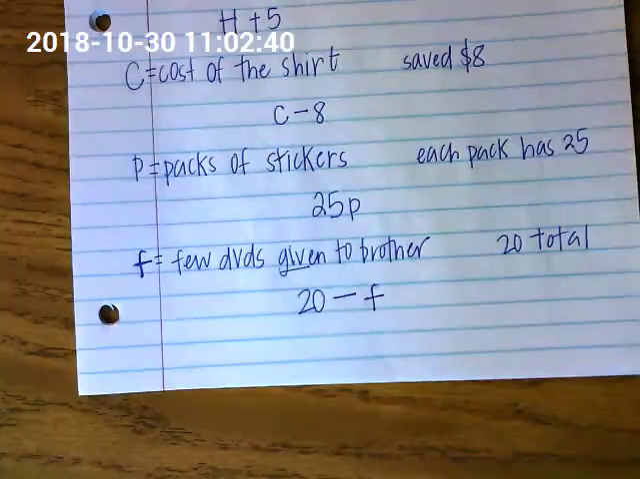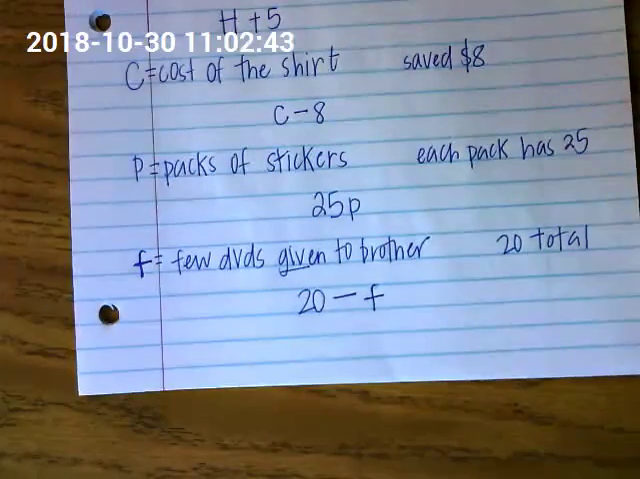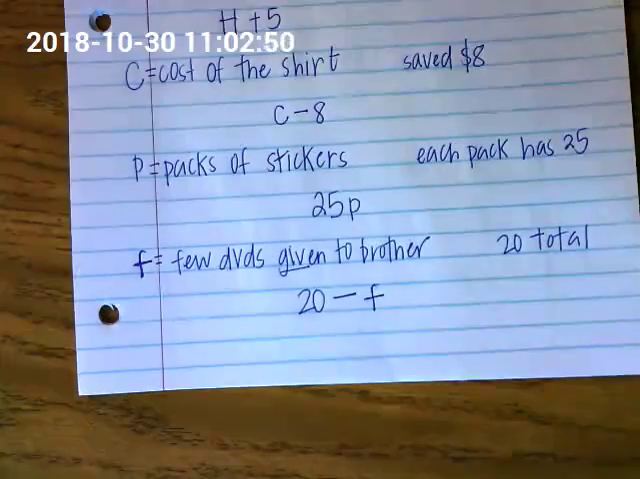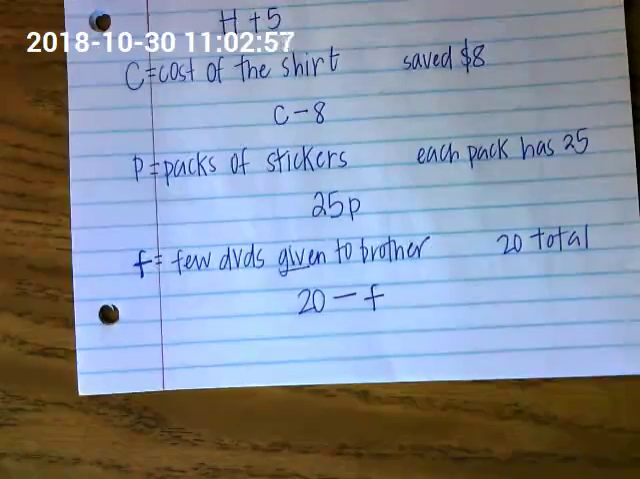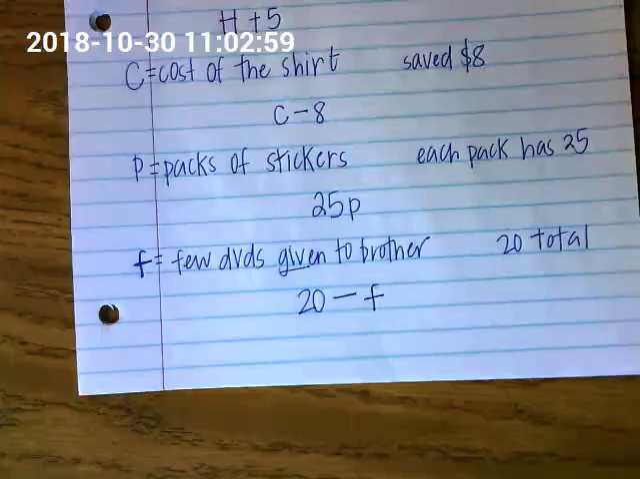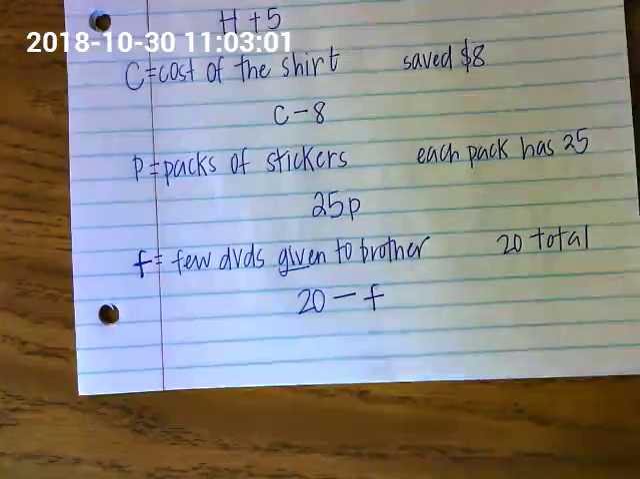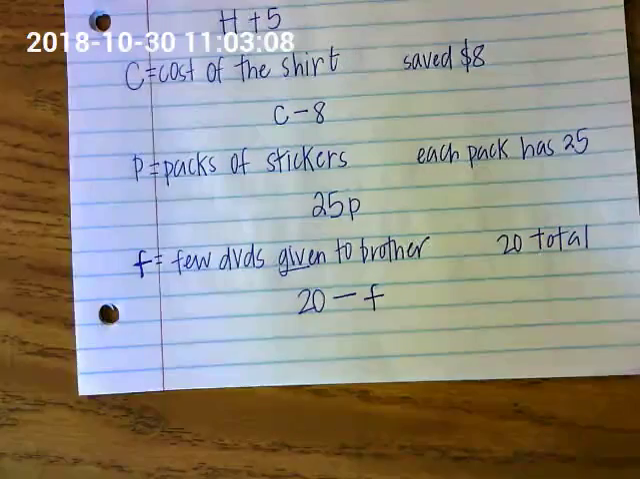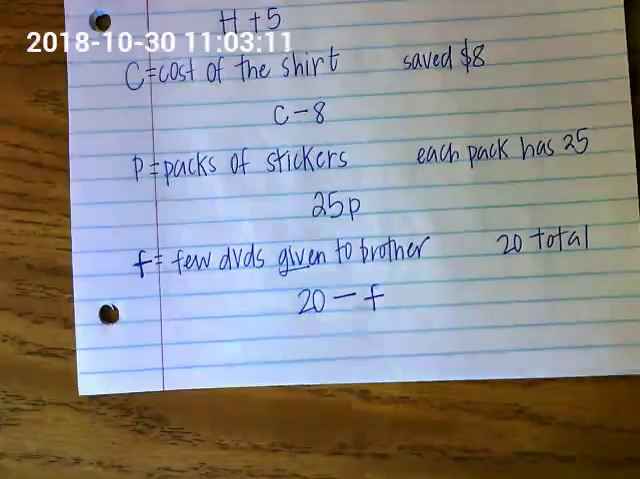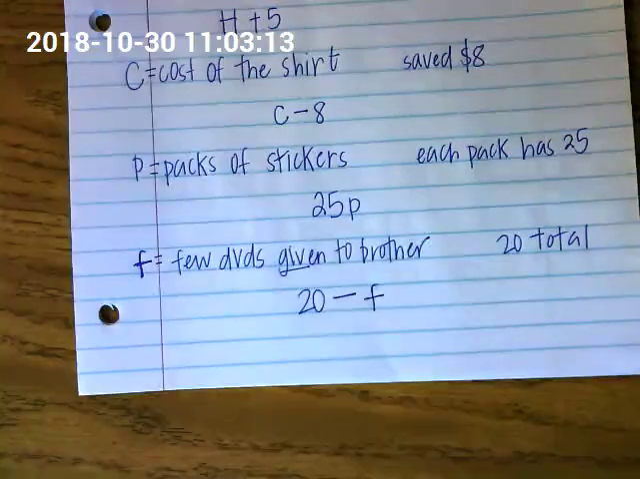Write an algebraic expression to show how many treats she will get each day. Make sure you're defining what is unknown, just like we did on the other problems. P for the pack of stickers. C for the cost of the shirt. What don't we know in this problem?